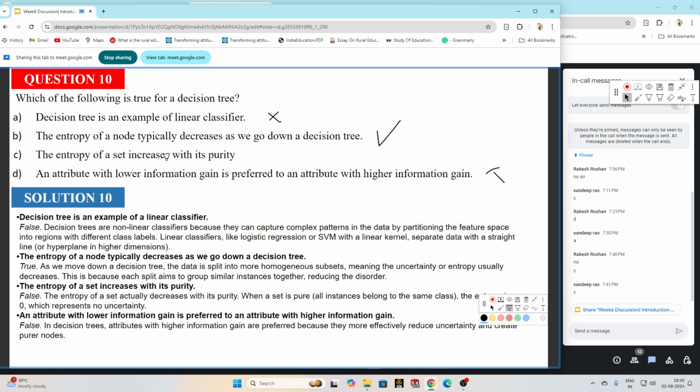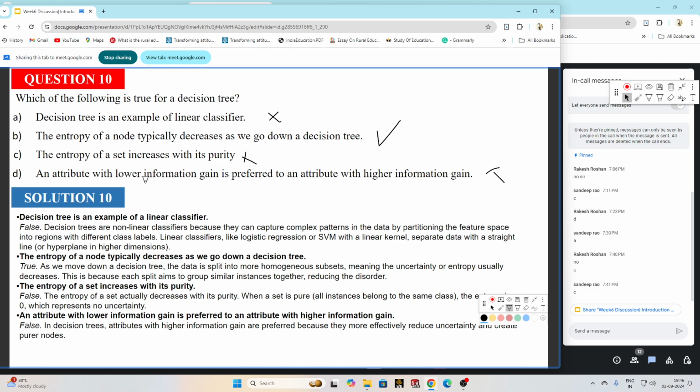What about option C? The entropy of a set increases with its purity. No, the reverse is true. The entropy of a set decreases with its purity. Entropy is a measure of impurity, not purity. That is why the higher the entropy, the worse your split. Or the higher the Gini-index, the worse your splitting attribute. Both entropy as well as Gini-index are measures of impurity. So this is also a false statement.